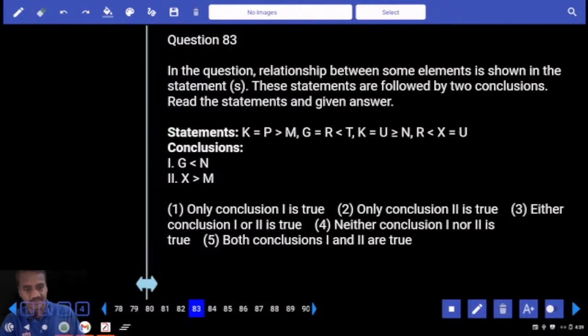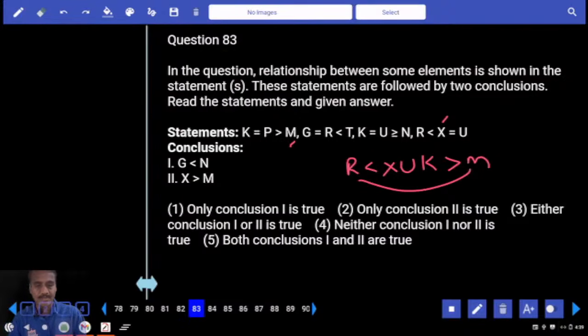Then next one, X and M. Now X is here, M is here. R lesser than X. And X equals to U. U equals to K. And K greater than M. Then R and M, opposite symbol, no relation. Then what is your answer? Neither 1 nor 2. Choice 4.